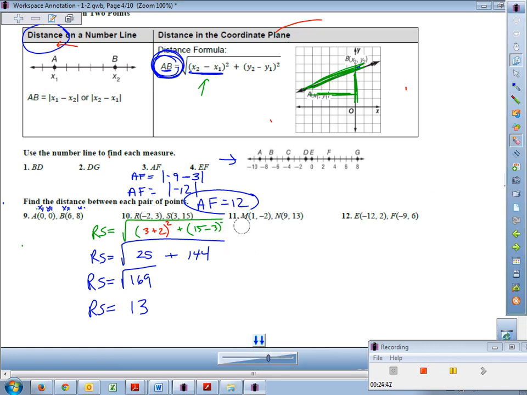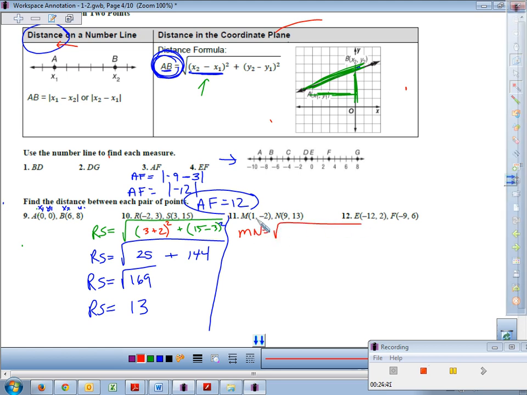Set up number 11. Set it up, then we'll do it together. Set it up. And then check yourself with what I got. Doesn't have to be exactly the same, but you must have it in general principle. Cool?